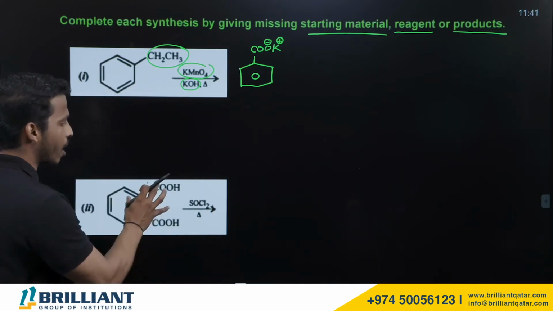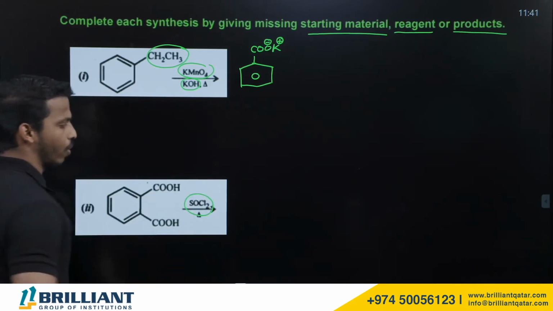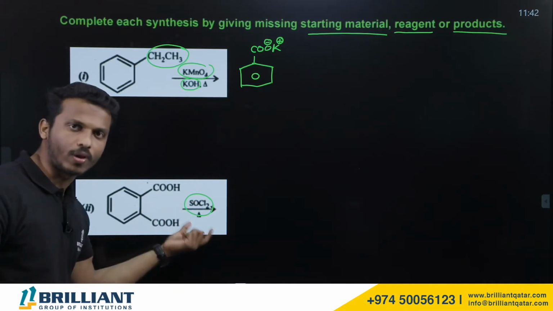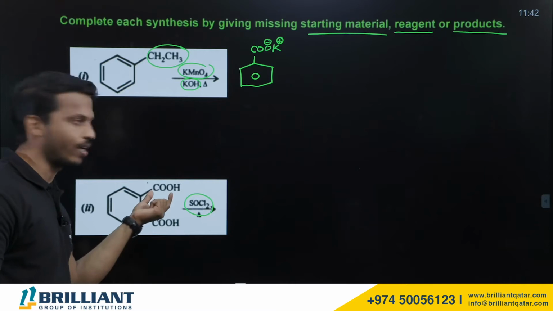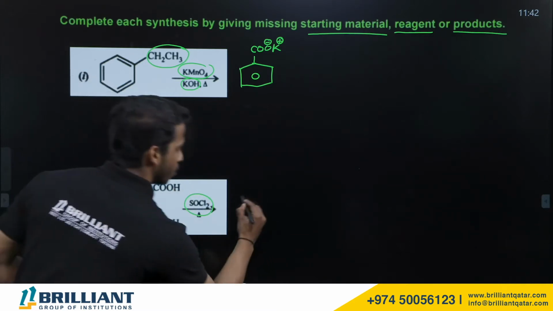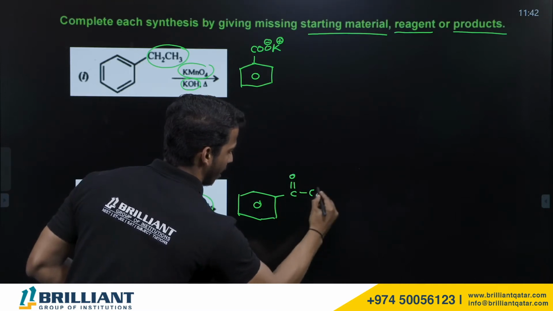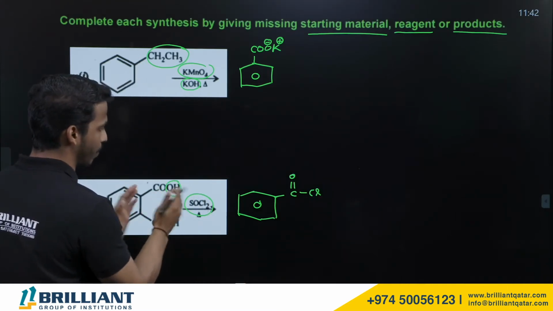Second question, this is a carboxylic acid treated with thionyl chloride. We just did this before in one of the conversions. When you treat with thionyl chloride, what happens? Acid is converted to acid chloride. So we can write the product as benzene with COCl. In COOH, the OH is replaced by chlorine.